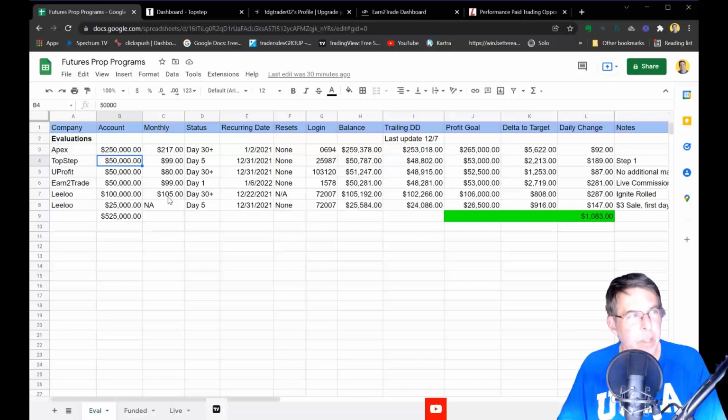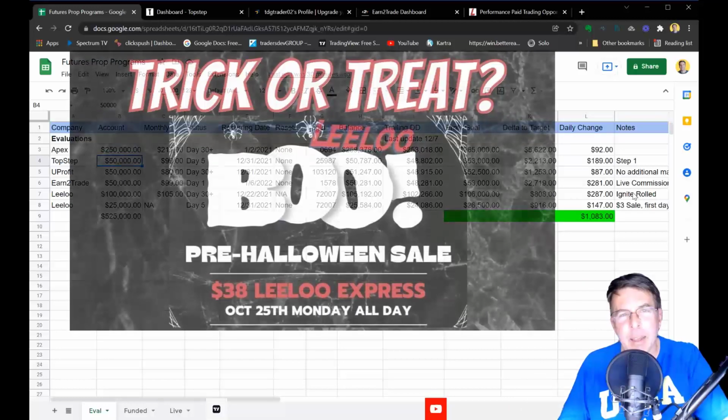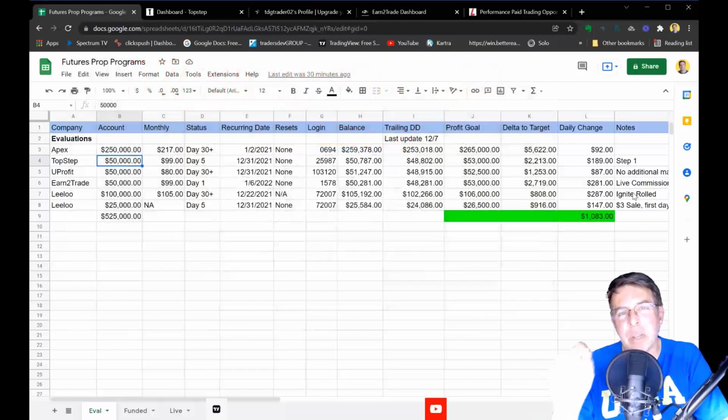Leeloo, $100,000. This was an Ignite program that I actually rolled. I've done some videos on Leeloo here. And I was originally sort of disparaging about the Express, which was limited times that you had to get through a particular evaluation, but I should have done my homework and known that you can actually roll them. I actually missed the profit objective on like 2 or 3 of them. I didn't have a reset, but then I just let it expire.